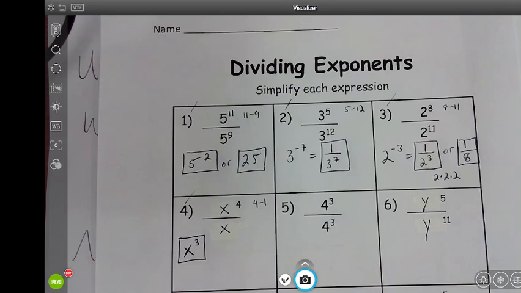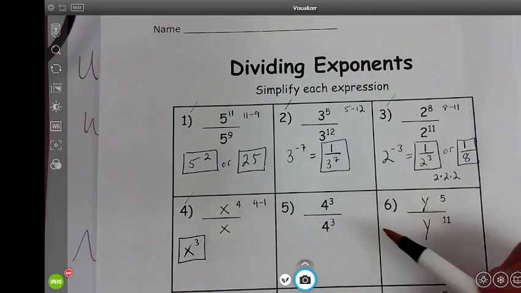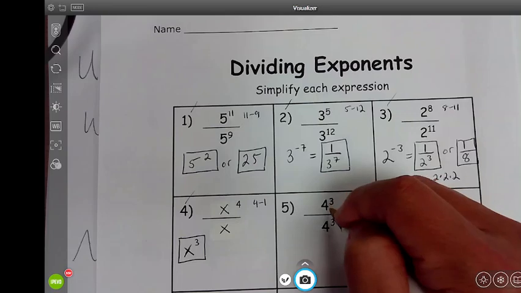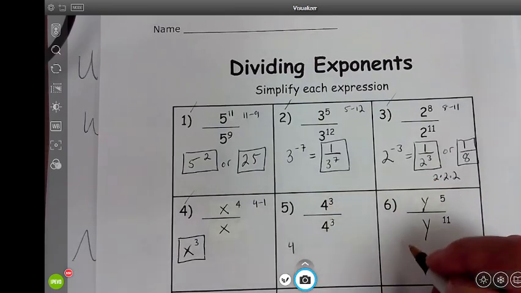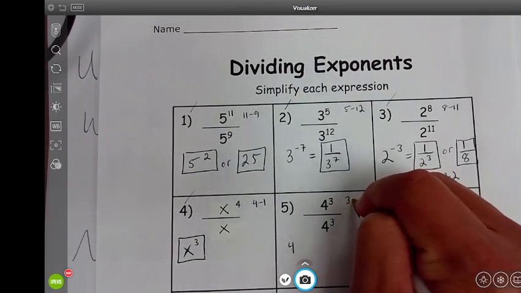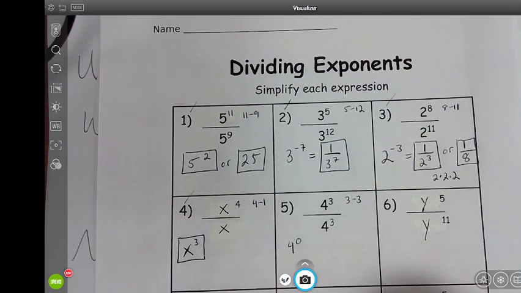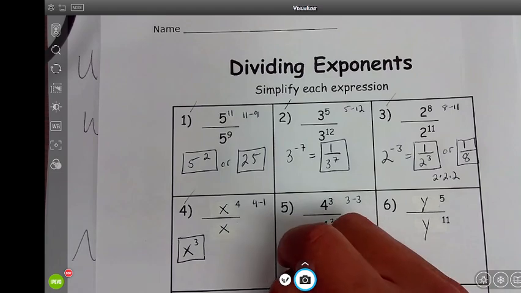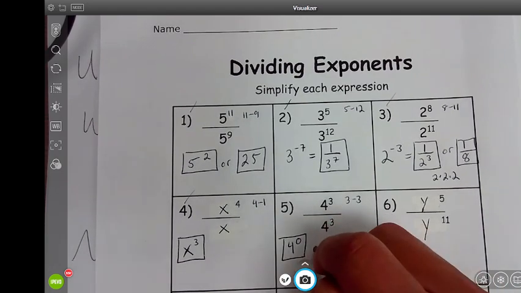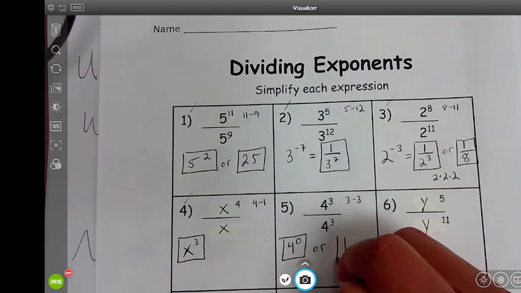Okay, alright, 4 to the third divided by 4 to the third. Alright, base is 4. Now I'm going to do 3 minus 3. 3 minus 3 is going to be 0. 4 to the 0. Okay, then you need to know that 4 to the 0 power, anything to the 0 power, is 1.